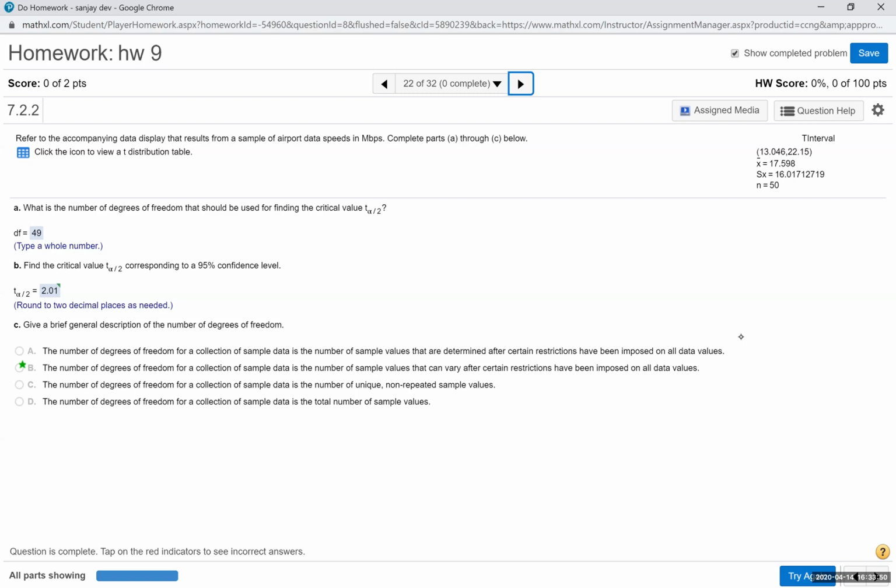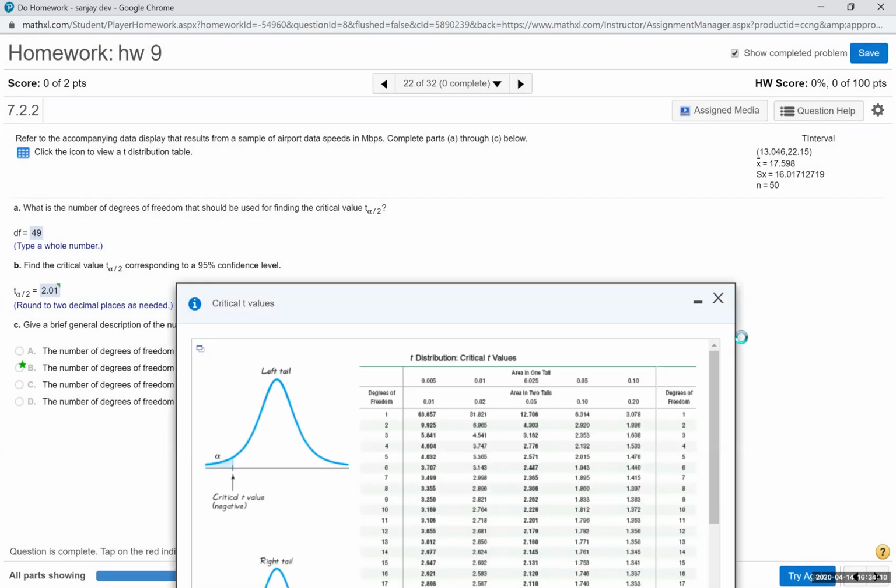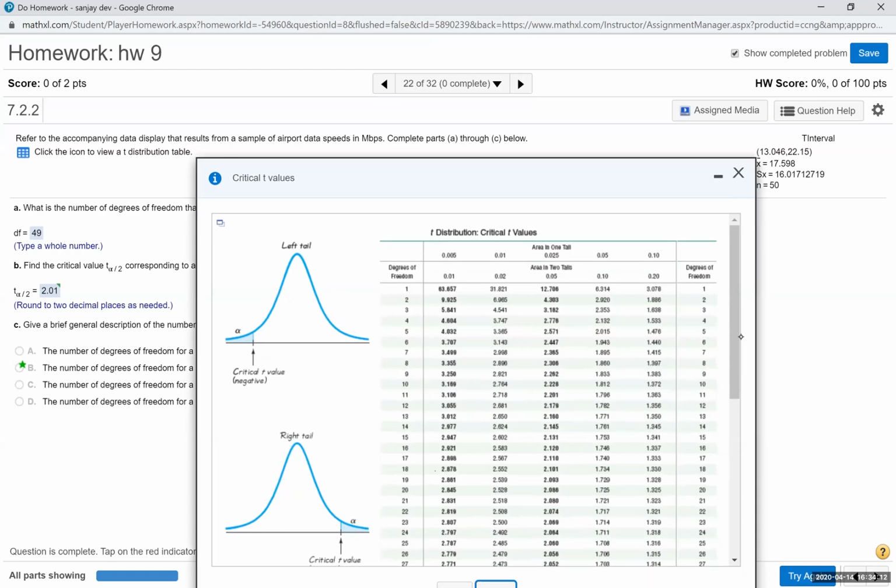What is the critical value? T now, not Z anymore, for 95%. Remember, for Z score, the critical value for 95% was 1.96, right? For T it is 2.01. That's pretty close. How do they get 2.01? Well, let me show you by the table first. Remember, it's 95%, which means the two tails have 5%, right? The two opposite tails is 5%.